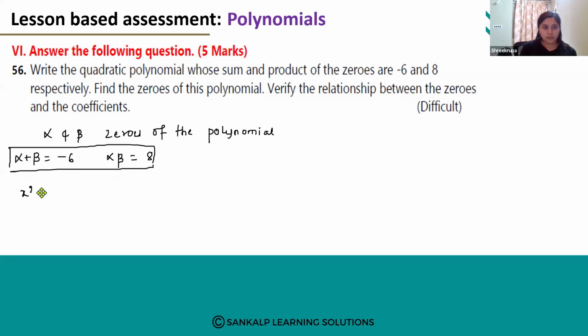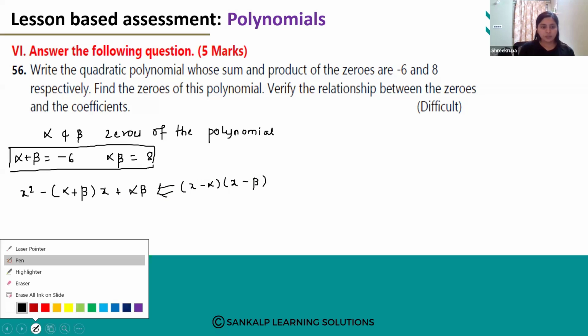We can use this formula, that is x square minus alpha plus beta into x plus alpha beta. Where did we get this from? It is the product of the factors of the polynomial, that is x minus alpha multiplied by x minus beta. If we multiply these two terms, then we will get this relationship.